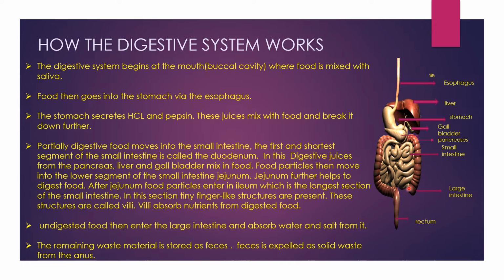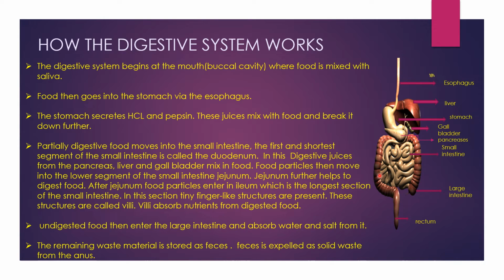Now see here. After the stomach, food entered the small intestine, which is divided into three parts. First is the duodenum, second is the jejunum, and third is the ileum. In the duodenum, the juices from the liver, gallbladder, and pancreas mix with the food. After this, food will enter the jejunum section. In the jejunum, digestion further occurs. And last is the ileum section.